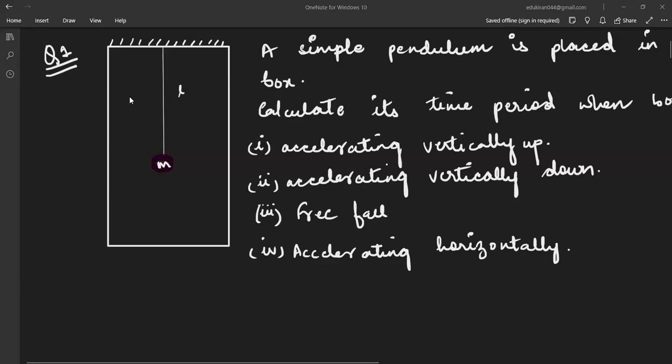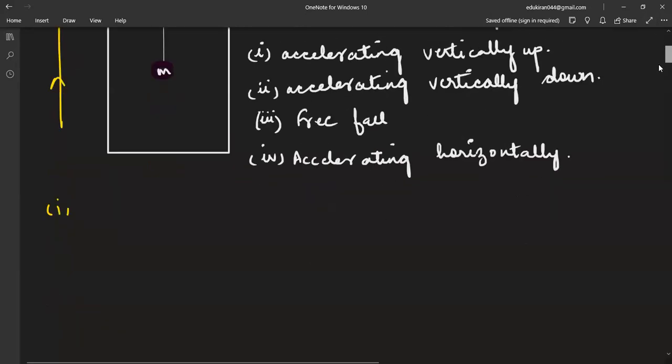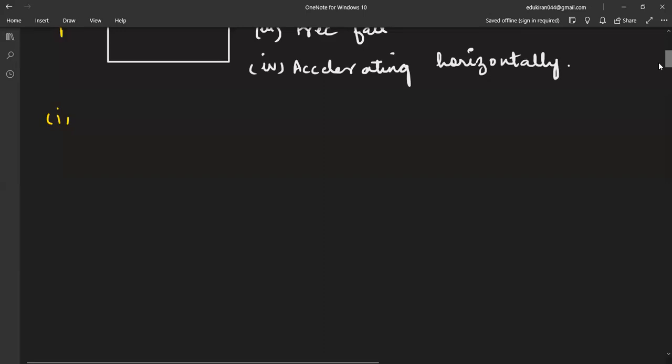Okay, see, a simple pendulum is placed in a box, calculate its time period when it is accelerating vertically up. It means this box is accelerating vertically up. The issue that comes here, this is not related to SHM now. This is now a question of your kinematics.